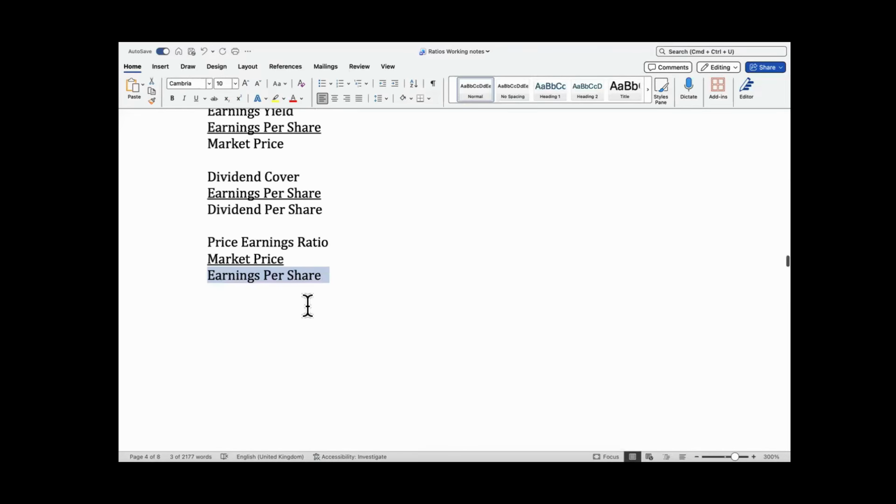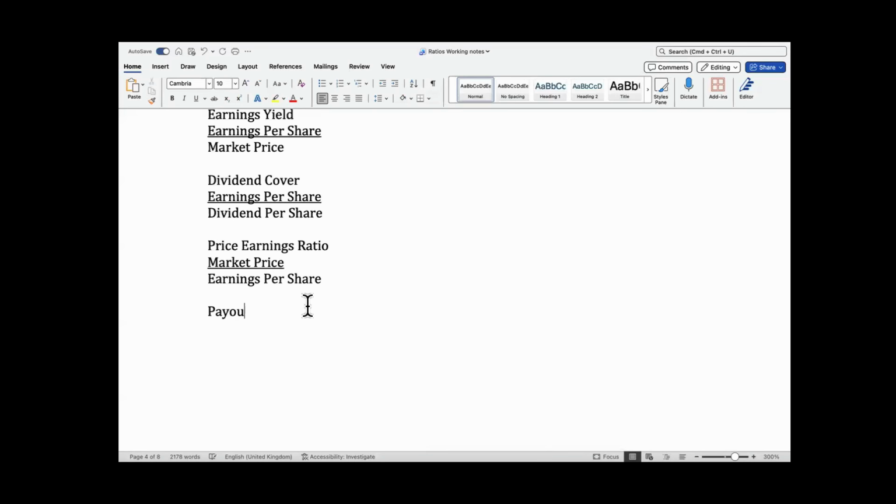And there is payout ratio. This is the proportion of earnings that is paid out as dividend. So it's dividend per share over earnings per share, the proportion of earnings that is paid out as dividend. And finally is net assets per share. And this is the net assets of the company divided by the number of ordinary shares.